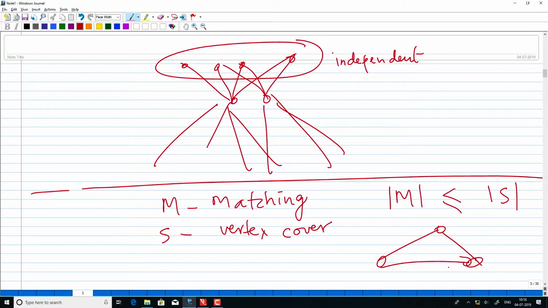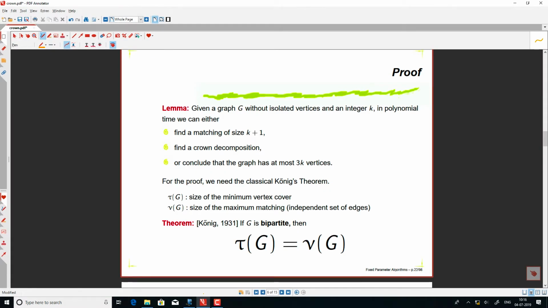But it turns out odd cycles are the only bottleneck. In bipartite graphs, maximum matching and minimum vertex cover are the same. And matching is something you can always find in polynomial time, right? I think you would have seen it. Have you seen maximum matching in bipartite graphs? In this school? I know you have seen this. Did you see an algorithm for it?